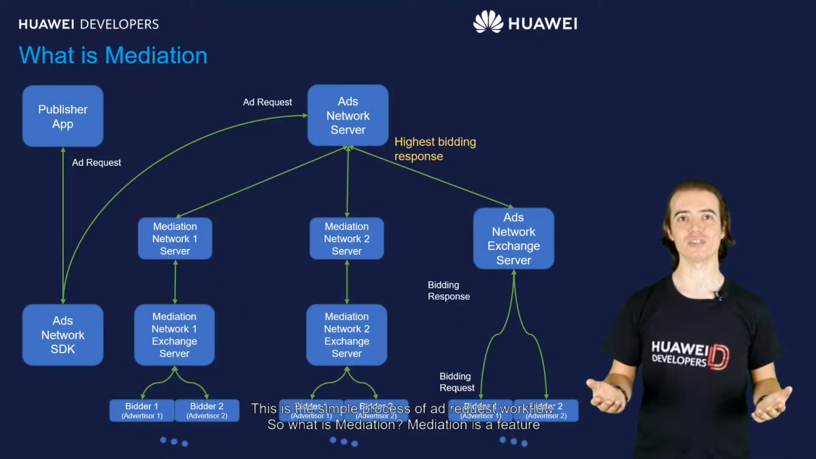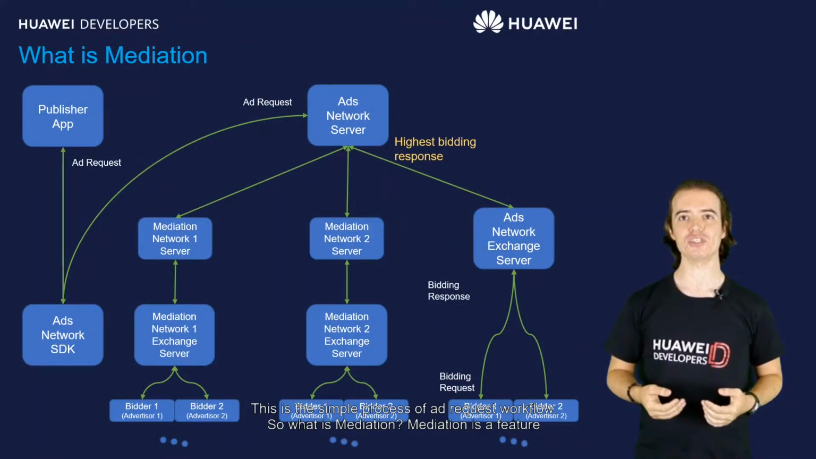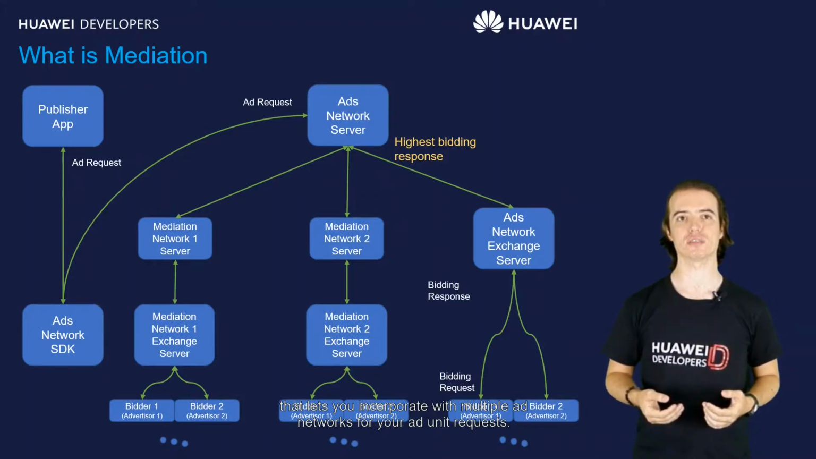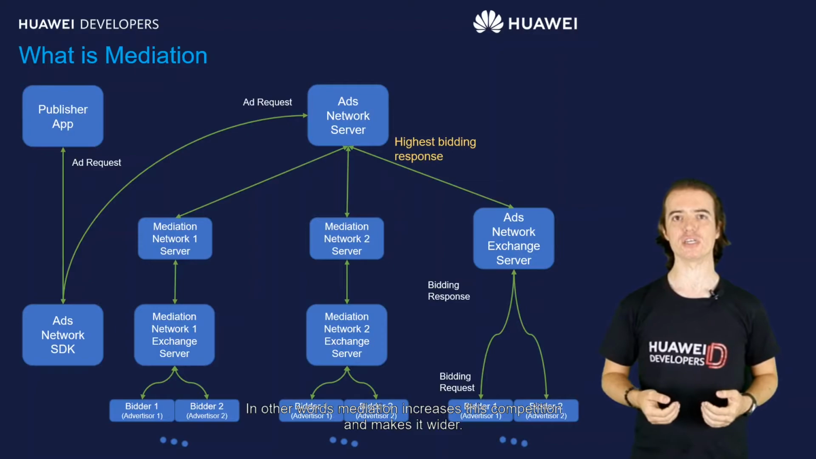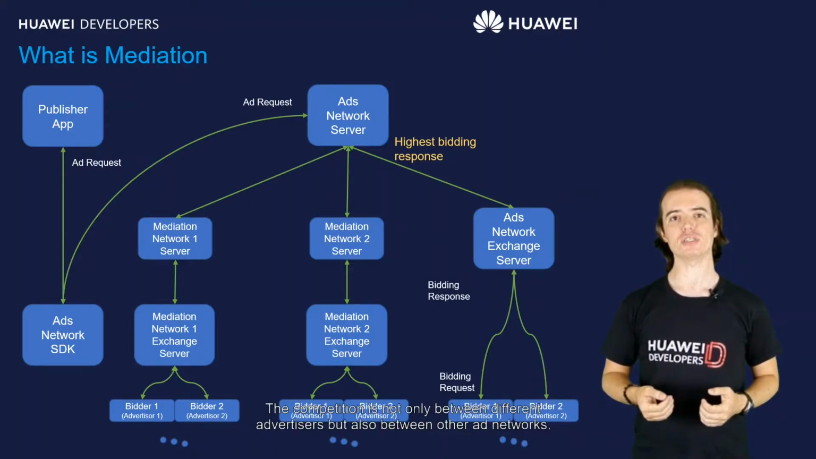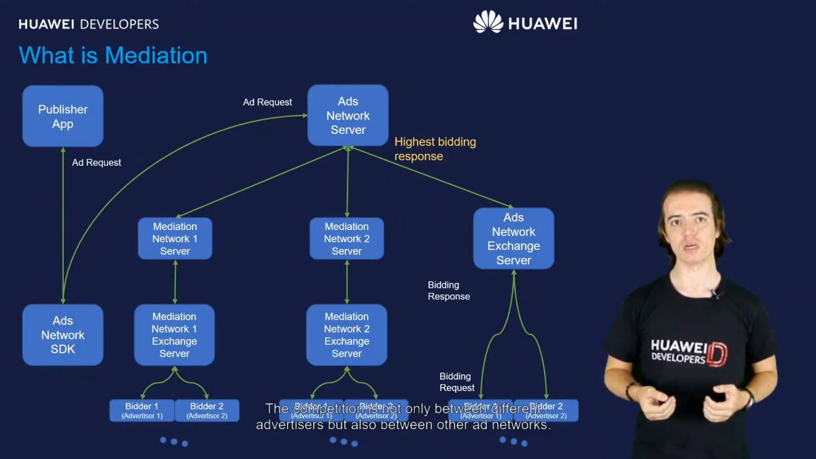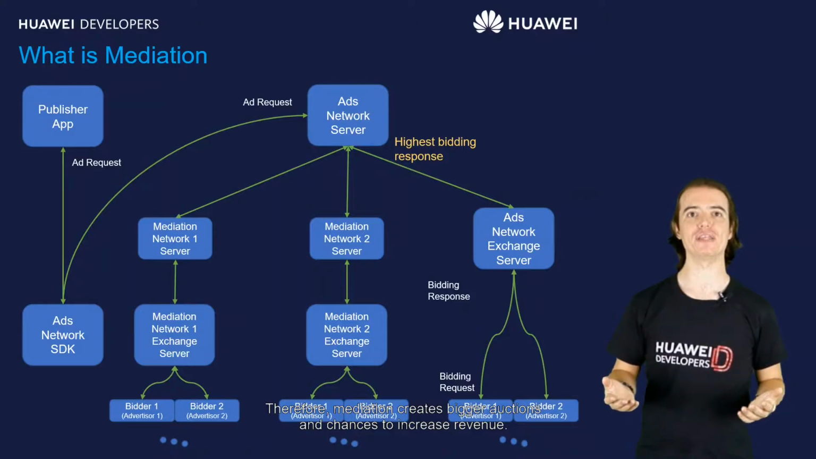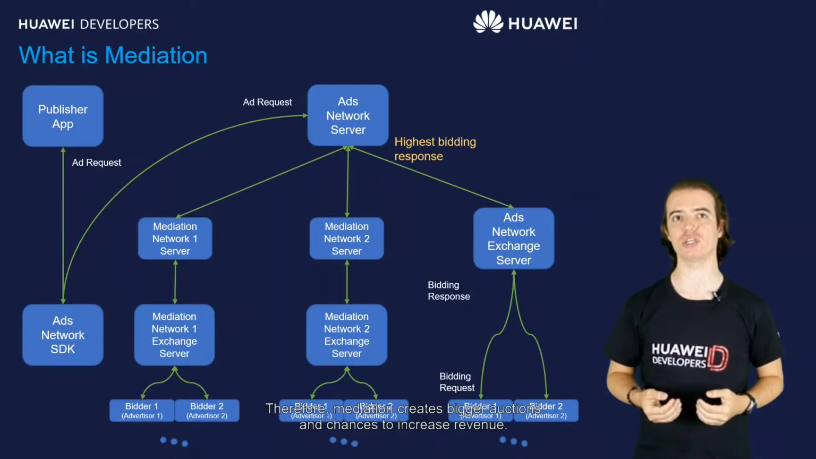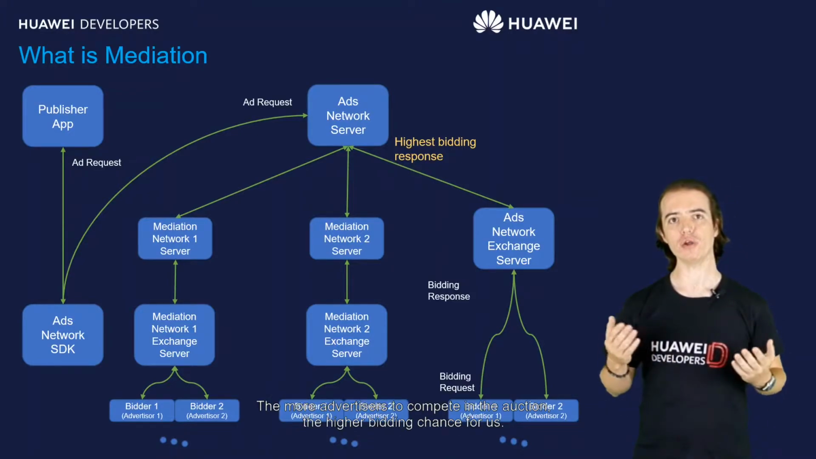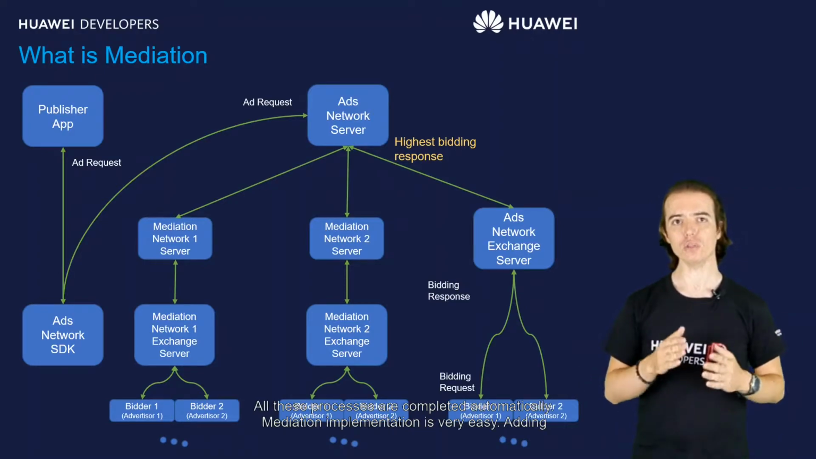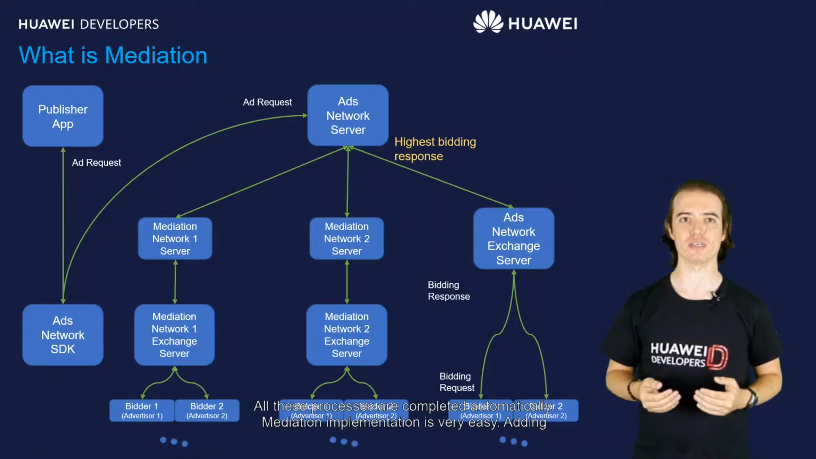So, what is mediation? Mediation is a feature that lets you incorporate with multiple ad networks for your ad unit requests. In other words, mediation increases this competition and makes it wider. The competition is not only between different advertisers, but also between other ad networks. Therefore, mediation creates a bigger auction and chances to increase revenue. The more advertisers to compete in the auction, the higher bidding chance for us. All these processes are completed automatically.